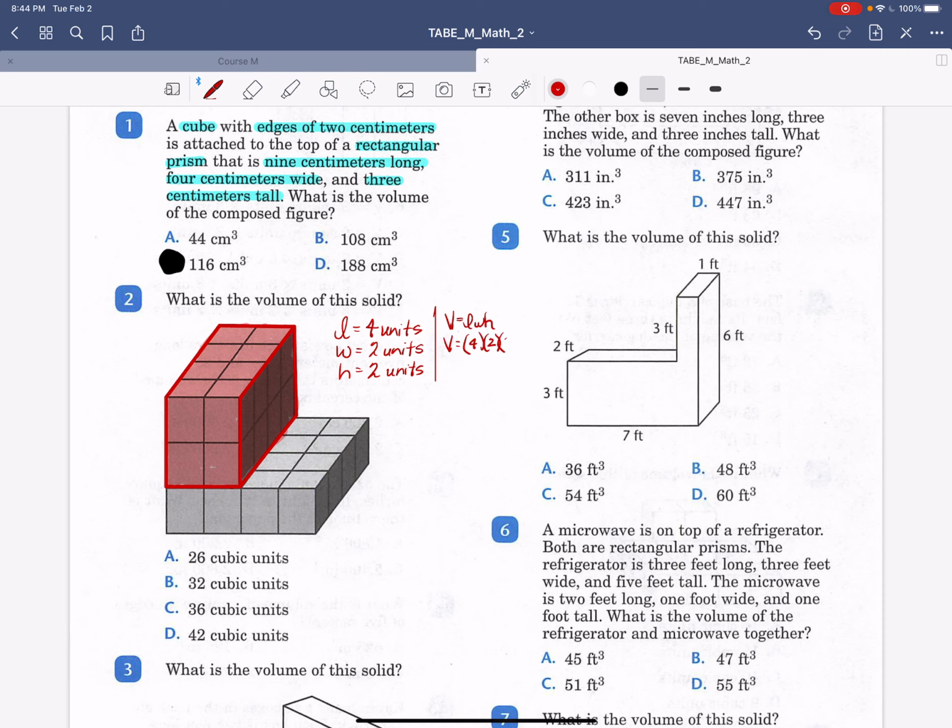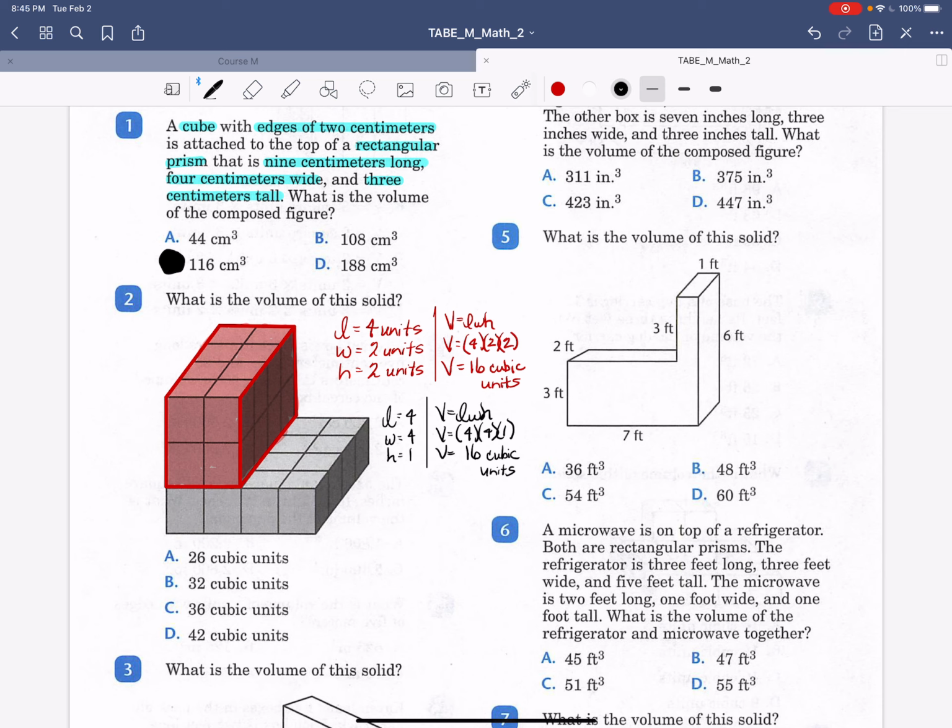Think of sugar cubes. 16 sugar cubes. Then for this gray one, we have a length of 4, a width of 4, and a height of 1. So let's calculate the volume of this one. Length, width, and height. 4, 4, and 1. So the volume is 16 cubic units.